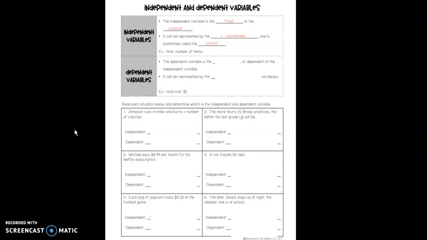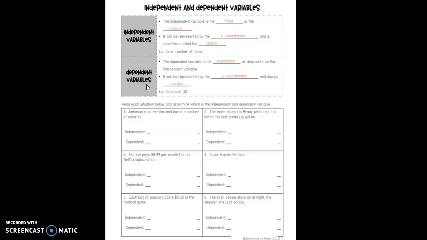The dependent variable is going to be considered responsive to the independent variable. So basically it's dependent on the independent variable. It responds to whatever happens to the independent variable. It can be represented by the y-coordinate on the coordinate plane, and it always changes.